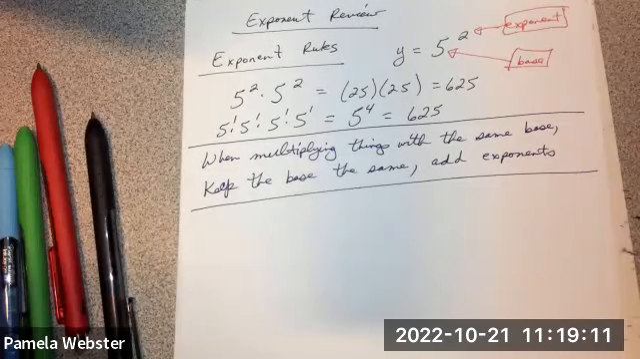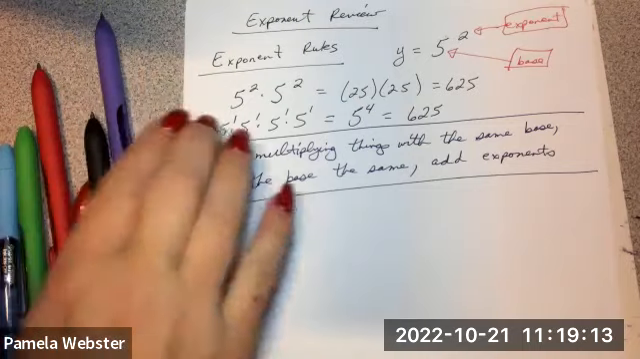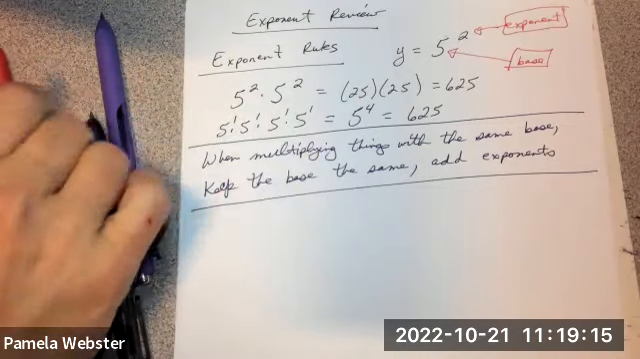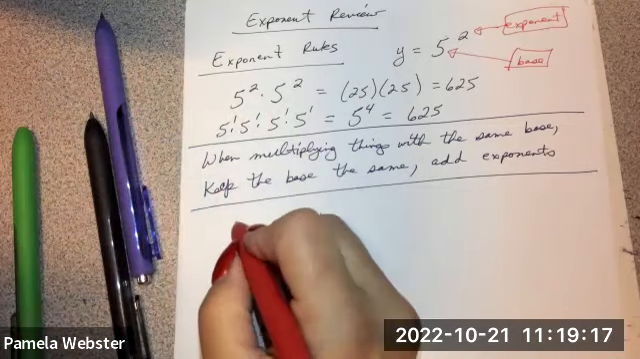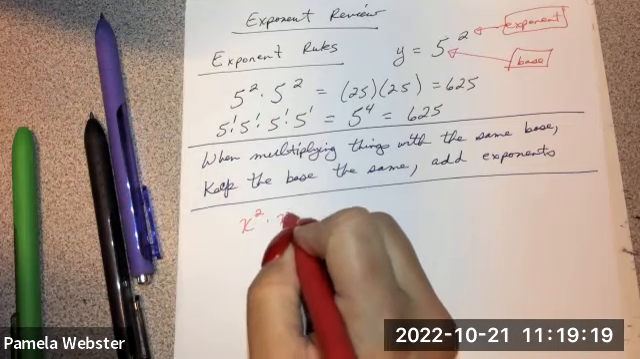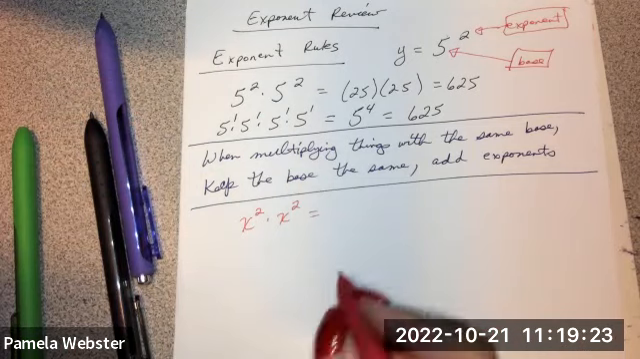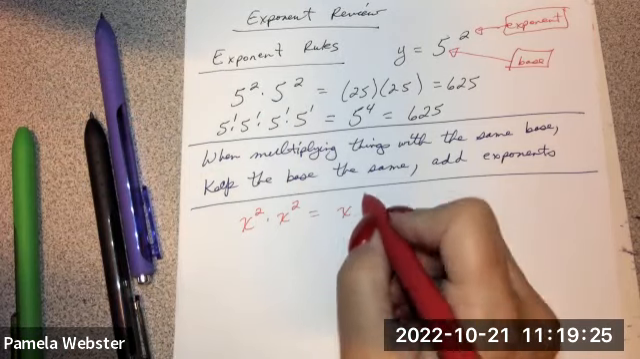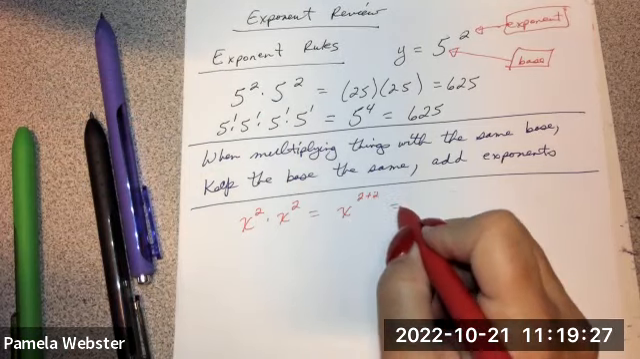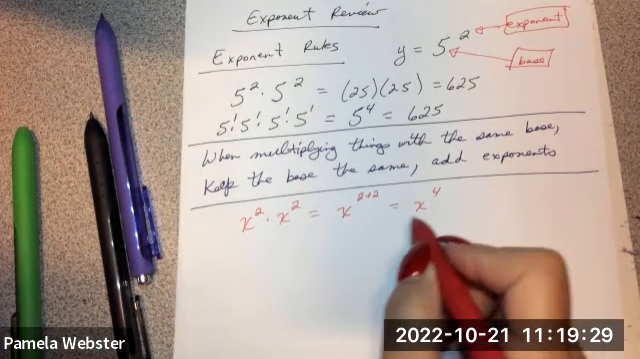A lot of this, of course, is not going to be with numbers. That's the nice case. Instead, we're going to have stuff like x squared times x squared. Those have the same bases, so I keep the base, which is an x, and then it's 2 plus 2 up here. So I know that's going to be x to the 4th.